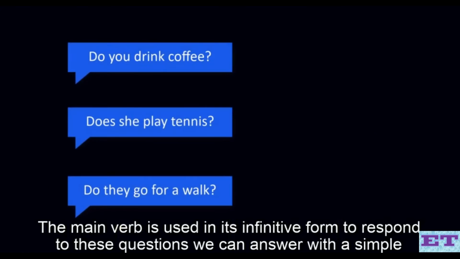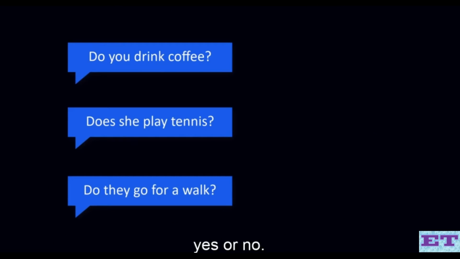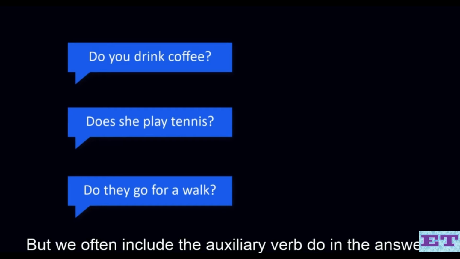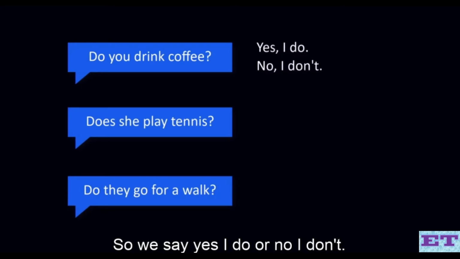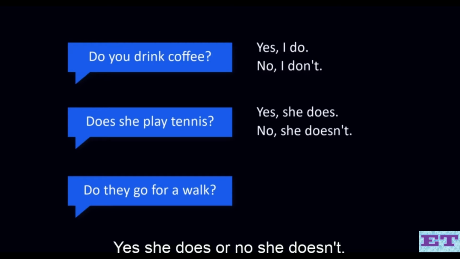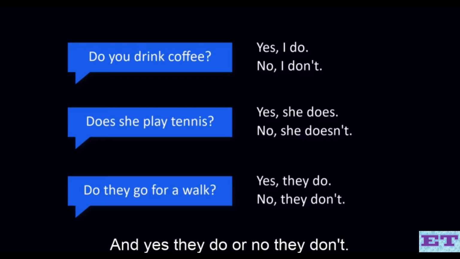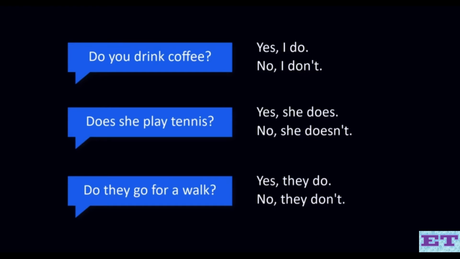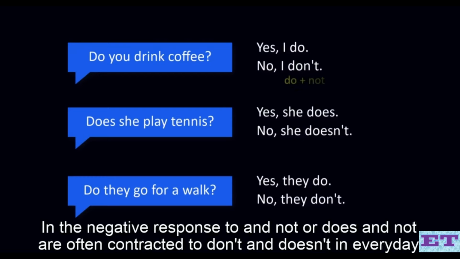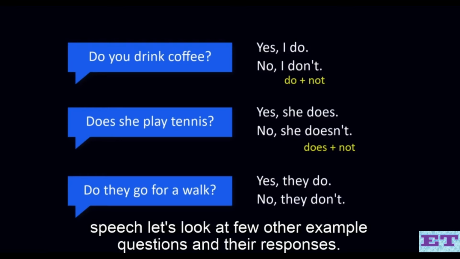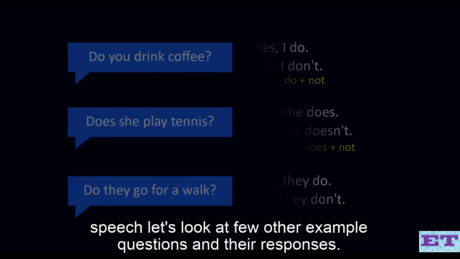To respond to these questions, we can answer with a simple yes or no, but we often include the auxiliary verb do in the answer. So we say, yes I do, or no I don't, yes she does, or no she doesn't, and yes they do, or no they don't. In the negative response, do and not, or does and not, are often contracted to don't and doesn't in everyday speech.